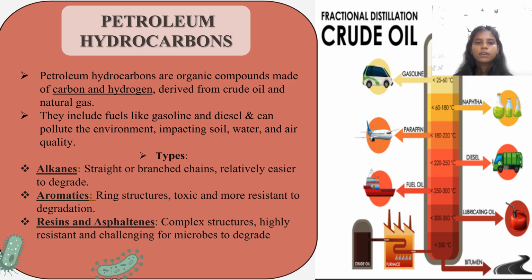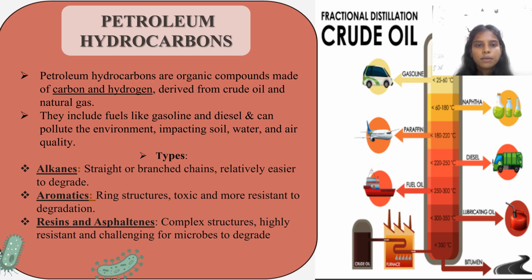The types of petroleum hydrocarbons include alkanes, which are straight or branched chains and easier for microbes to degrade. Next are aromatics, which are ring-shaped structures, very toxic in nature, and more resistant to degradation. And next are resins, which are complex heavy molecules, highly resistant and difficult for microorganisms to break down.